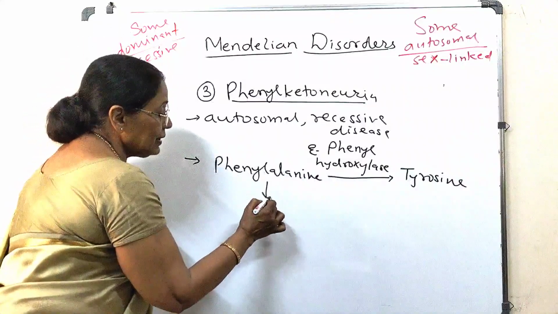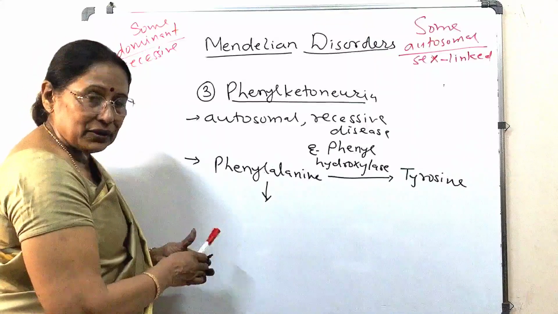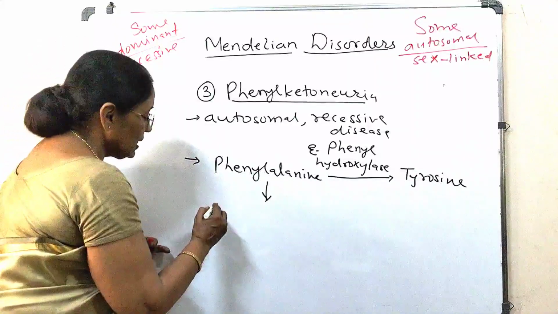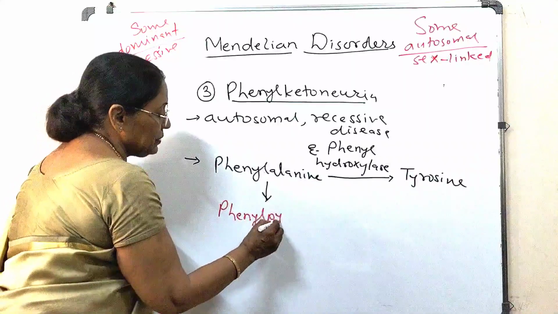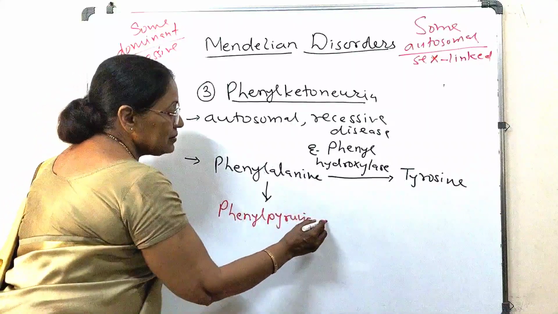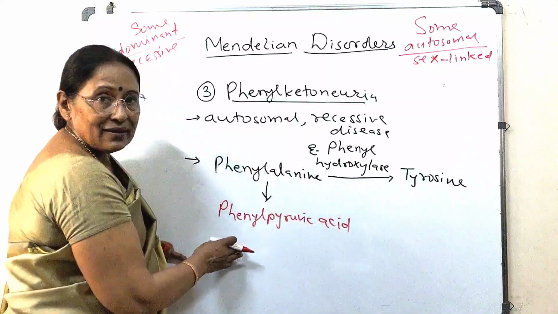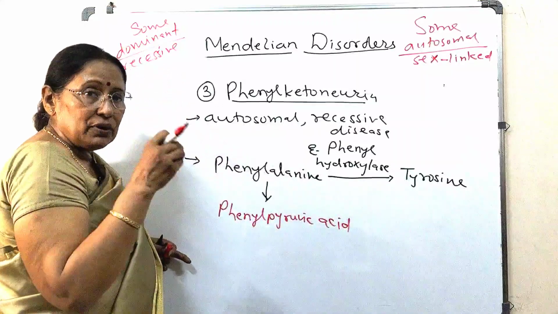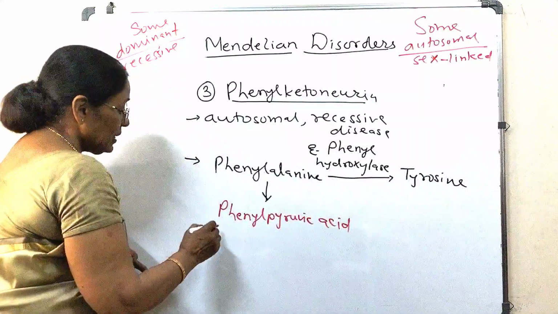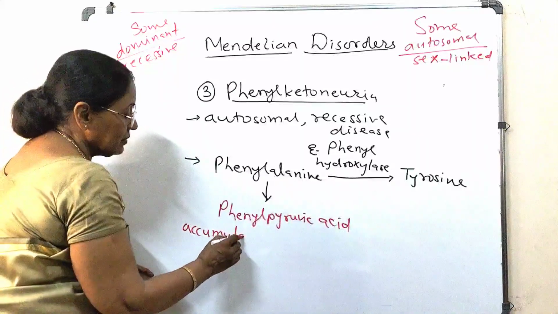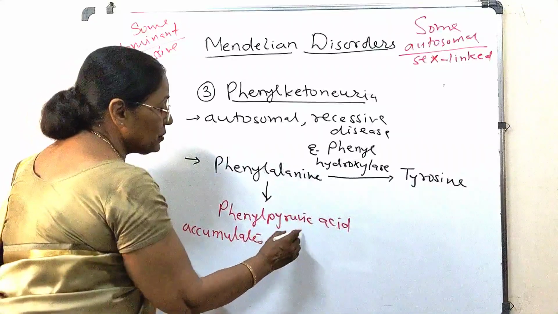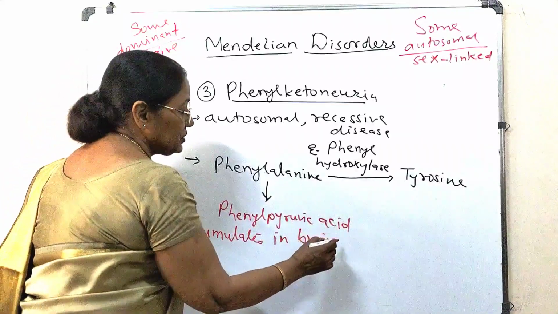Rather, this phenylalanine takes another route and it forms phenylpyruvic acid. This phenylpyruvic acid starts accumulating in the brain. It accumulates in the brain and causes mental retardation.